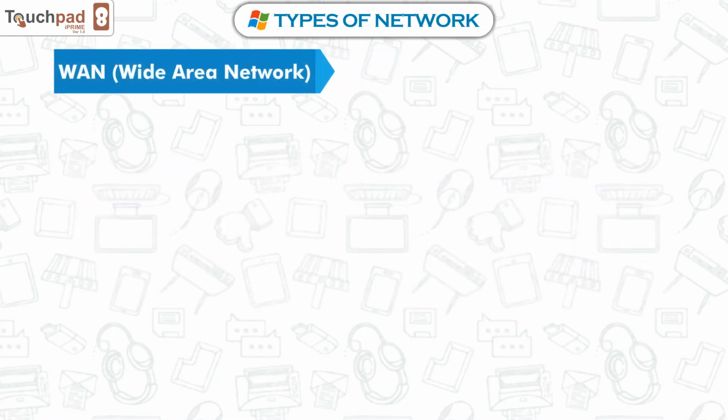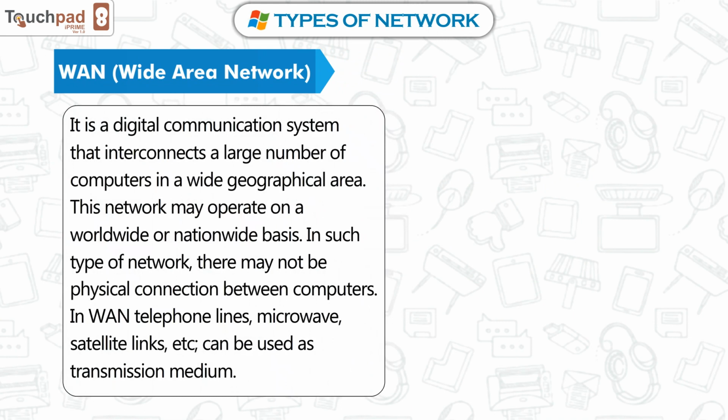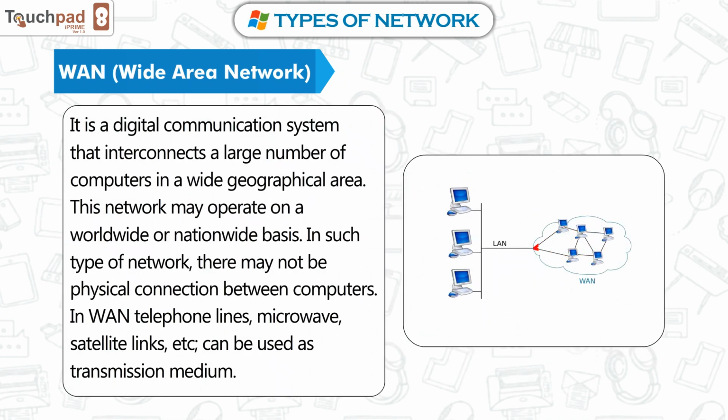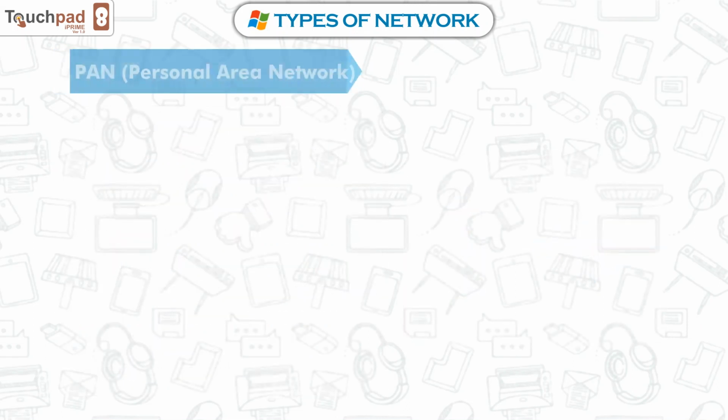WAN, Wide Area Network. It is a digital communication system that interconnects a large number of computers in a wide geographical area. This network may operate on a worldwide or nationwide basis. In such type of network, there may not be physical connection between computers. In WAN, telephone lines, microwave, satellite links, etc. can be used as transmission medium.